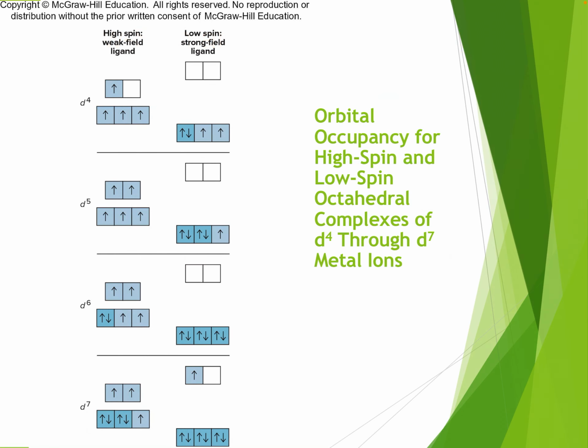All right, so here's what it would look like for d4, d5, d6, d7. We have our high spin on the left, again, lots of unpaired electrons, and then we have the low spin on the right, which would have fewer unpaired electrons than the normal metal atom would.